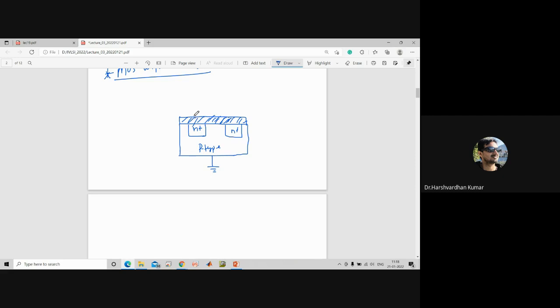Now there will be etching. Through etching, we will get the contact to this n region. Let us say this is the source, and this will be the gate. Again here there will be etching, and through etching we will get the contact to the drain side. Now there will be a depletion width here.